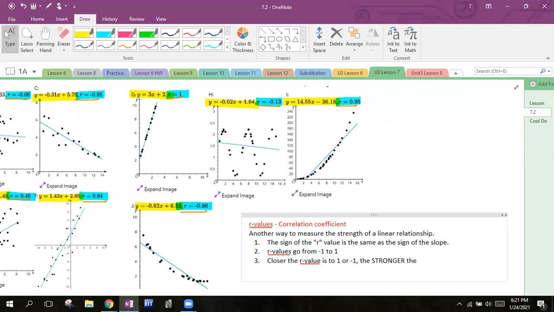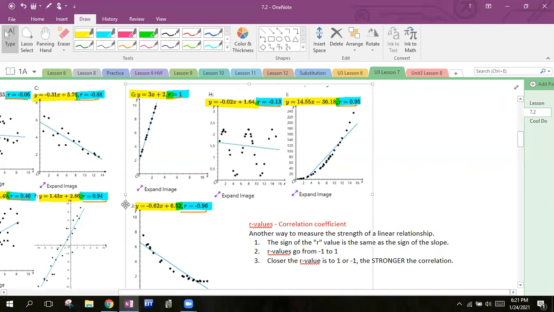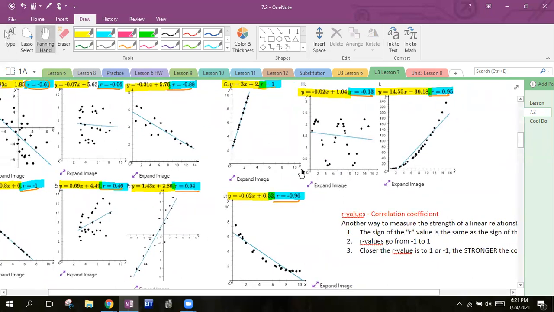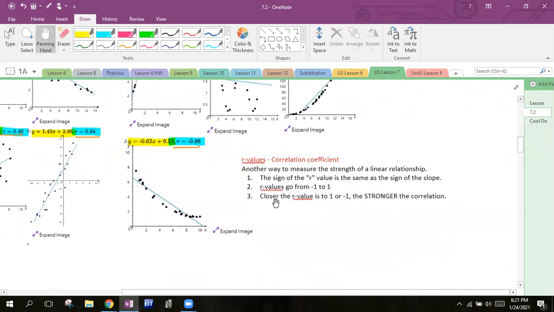the stronger the correlation. Okay, so just like I said in G and D, those lines went straight through the data and our R values were 1 and -1. +1 because it's a positive slope, -1 because it's a negative slope. But since they are right on the line, it has an extremely strong correlation, okay, because it's closer to 1 or -1.